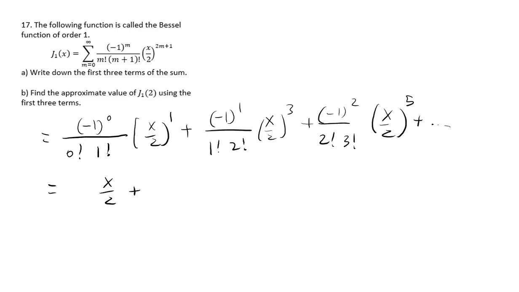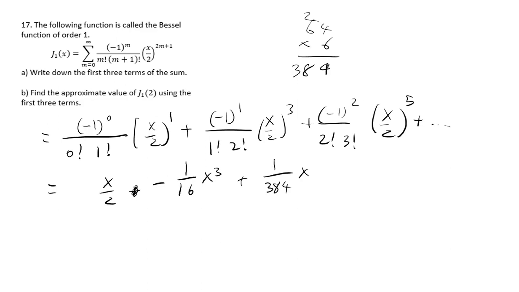The next one would be 2 factorial is 2. -1 to the first power means it's negative. And 2 to the 3rd power is 8. 8 times 2 is 16, so it will be 1/16 of x cubed. And for this one, 3 factorial is 3 times 2 times 1, times 2 factorial, and 2 to the 5 is 32. 32 times 2 will be 64. 64 times 6. So that's what you're going to get. It will be 1 over 384 and x to the 5th power.